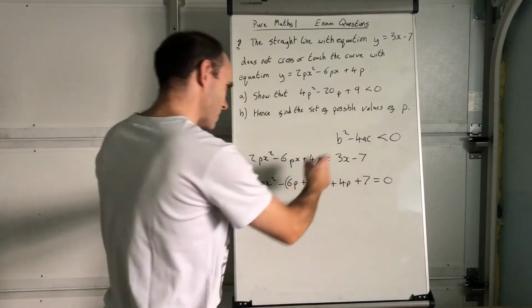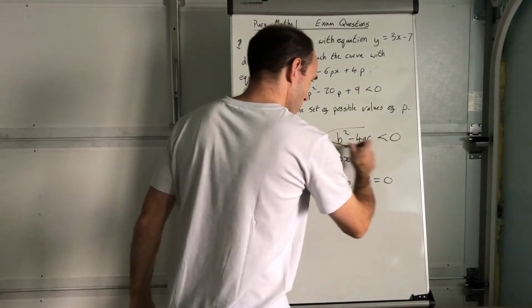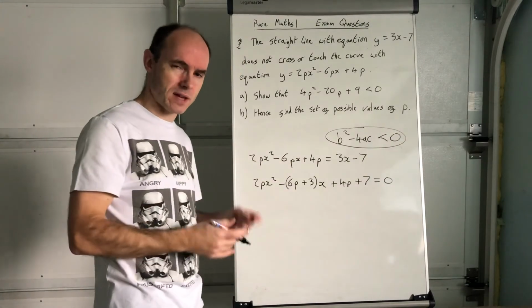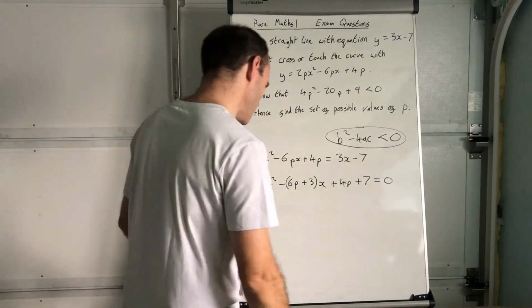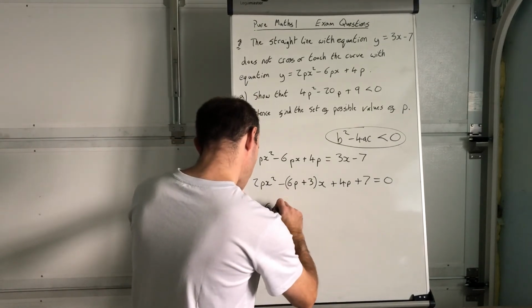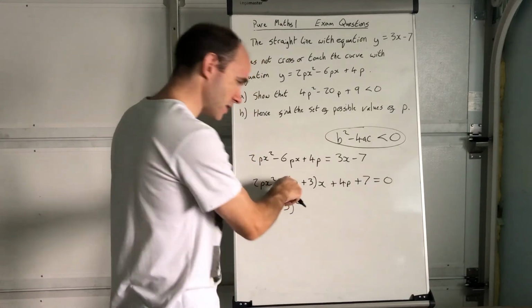So using b squared minus 4ac is less than 0. Make sure you make a note of it somewhere. I've already made a note of it there, so as far as the exams are concerned, that's that bit done. They kind of know what my method is going to be. So the b squared is going to be that, so 6p plus 3 squared, which is the same as negative 6p plus 3 squared.